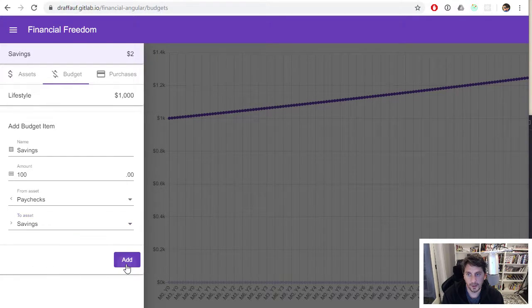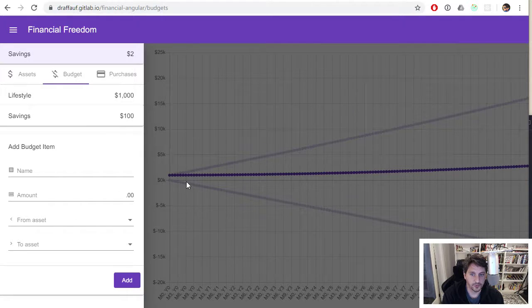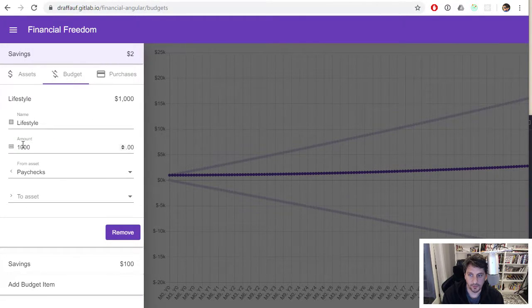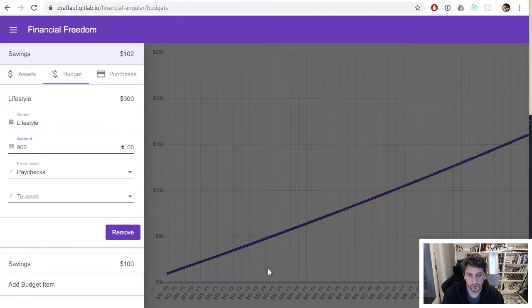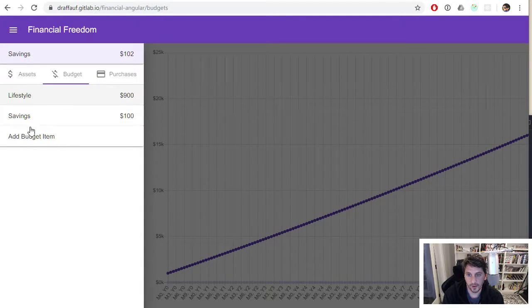And we'll go ahead and do add. And you'll notice over on the right here, we've overspent our paycheck line, it's negative and getting more negative. It's because we need to actually take it out of what we're spending on our lifestyle. So you'll notice right away that line over here got cleaned up and it's back at zero. So that should be good. We can just close that.